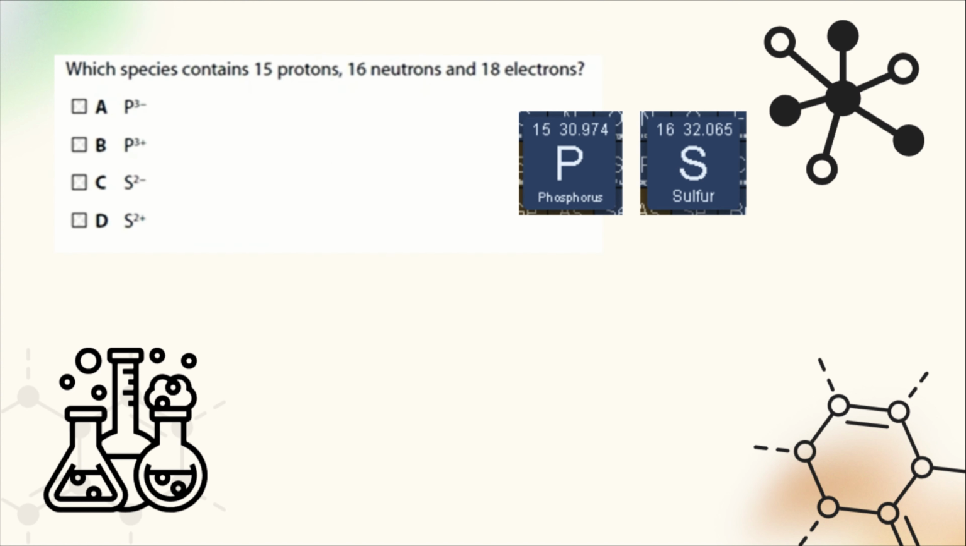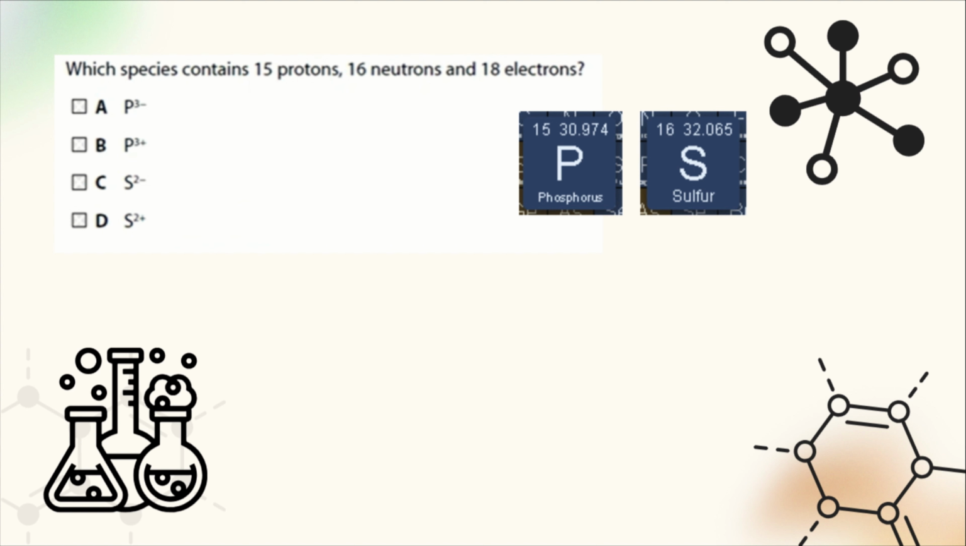Which species contains 15 protons, 16 neutrons, and 18 electrons? So 15 protons. Both of them are either phosphorus and sulfur. So we look at the periodic table. Phosphorus has 15 protons, sulfur has 16 protons. So automatically our answer is either A or B.